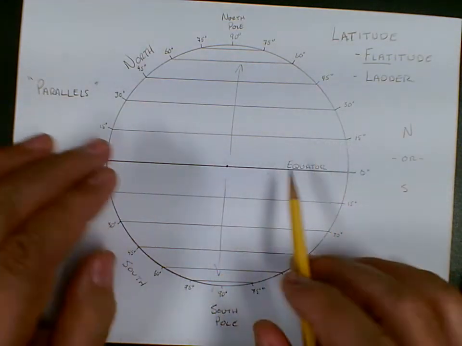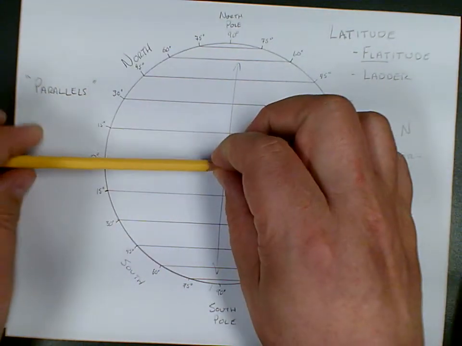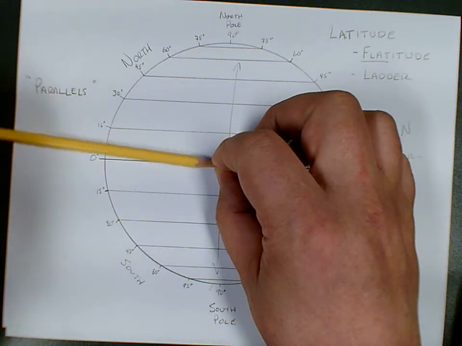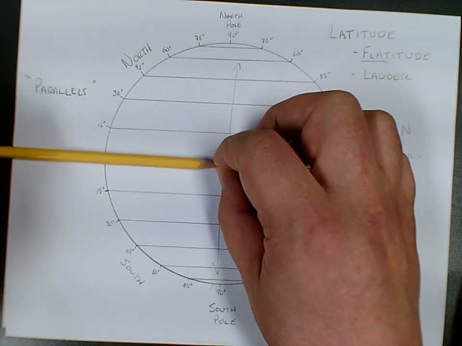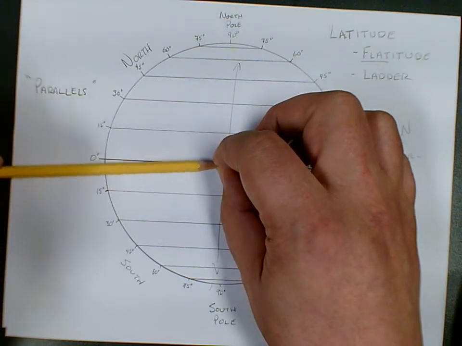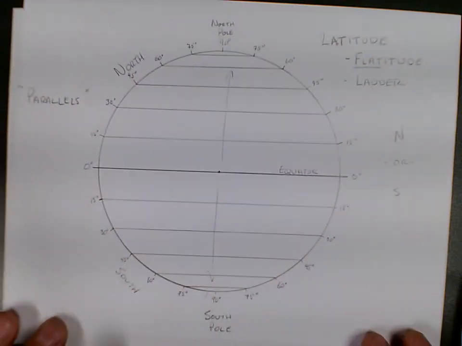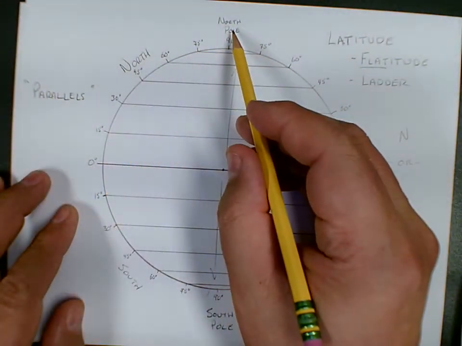All right, so once we did that, we are able to measure these angles. So again, we measure the angle from the equator upwards. So that angle right there is 15 degrees north. This angle right here is 15 degrees south. All right, so that's what we did with the protractor. The most we can go is from 0 to 90.